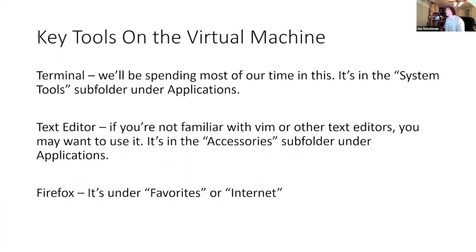So as far as the virtual machine, there's basically three things that will be used in it. There's the terminal. We'll be spending almost all the time in it. If you're not familiar with where Sanos puts things, it's under the Systems Tools folder under Applications. There's Text Editor, which is a graphic text editor. If you're not familiar with Vim and other text editors, you might want to use it instead. It's in the Accessories subfolder under Applications. And for the very last part, where we'll actually be using Web Shell a little bit, there's Firefox. It's under Favorites or under Internet.